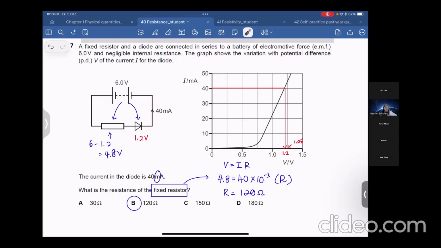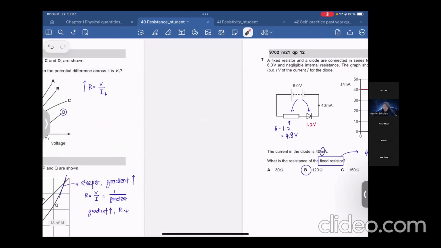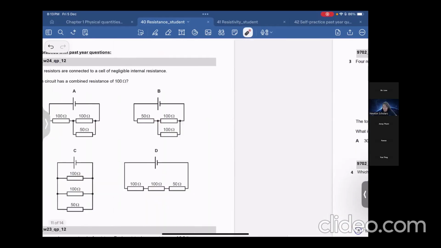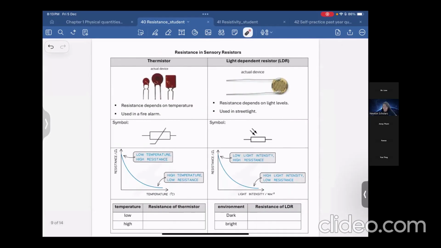If no questions, we go back to talk about thermistor and LDR. Is it okay? Fatima okay already? How about others? Vashini okay? Baba okay? Manjo okay? Okay, good job. So we come back here to talk about thermistor and LDR.